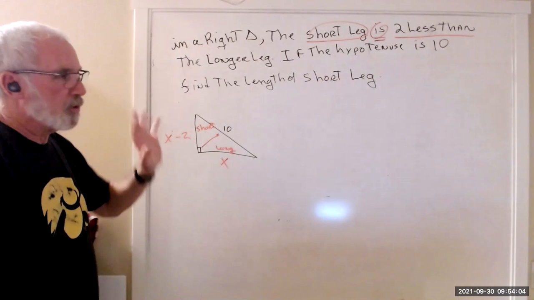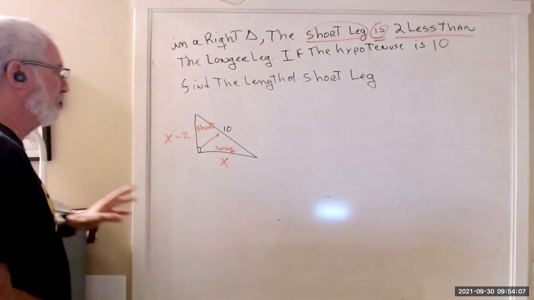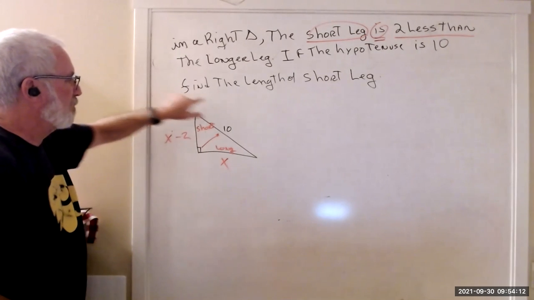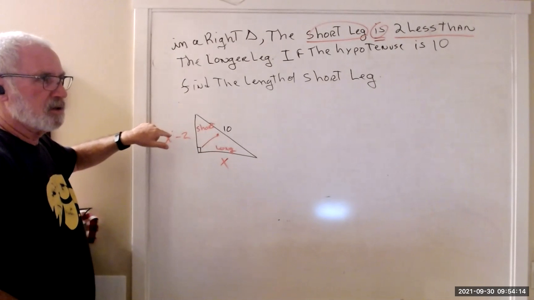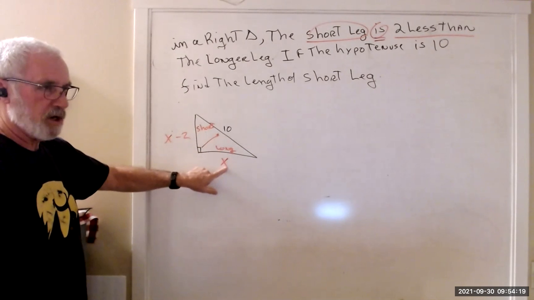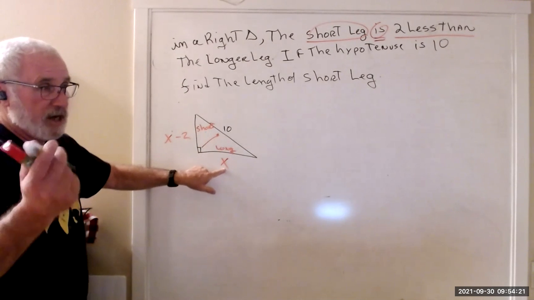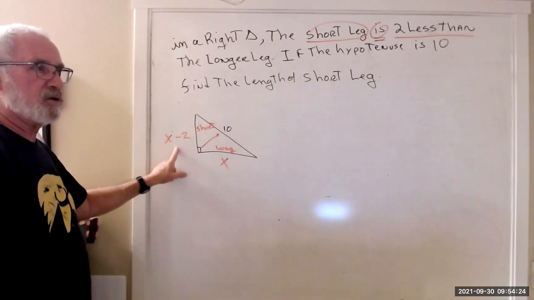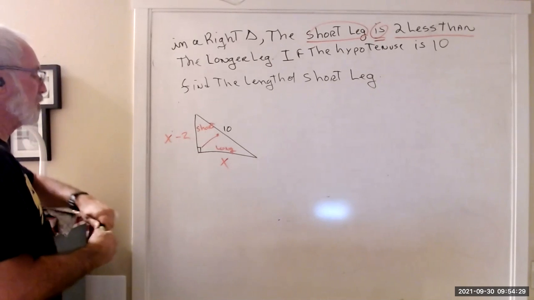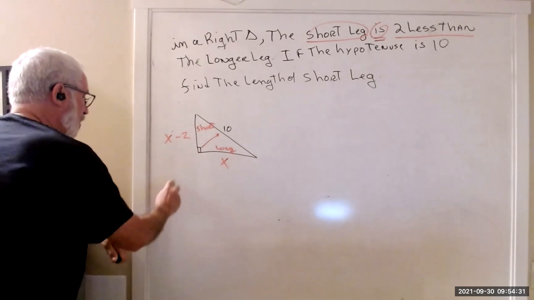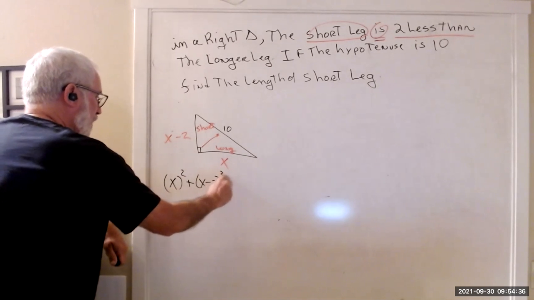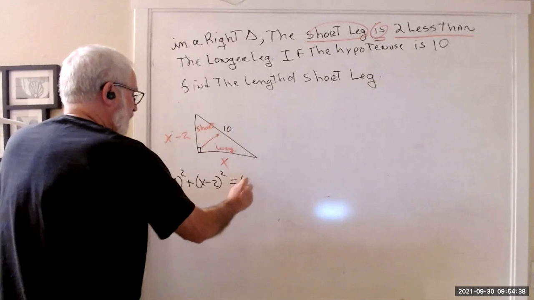Now there was an alternate way you could have set this up if you had a little bit of English proficiency, but this is the way the problem was set up. The short leg is 2 less than the longer leg. So whatever the longer leg is, x, then the short leg is 2 less than that. And because this was a right triangle, we can apply Pythagoras. So we have x squared plus (x minus 2) quantity squared equals 10 squared.